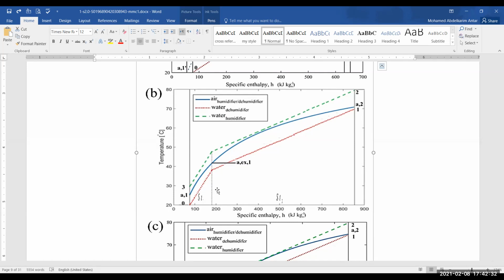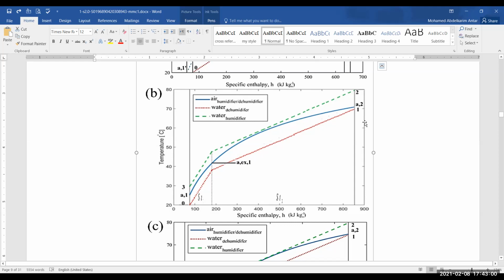connected in series. So air is going to enter at the first humidifier, it will be heated a little bit, and then it will leave the first humidifier to enter the second humidifier where it will continue heating. Water enters the humidifier at high temperature, it will cool down to this temperature where it will leave it and enter another humidifier where the slope is going to change. And the same thing applies for the dehumidifier.